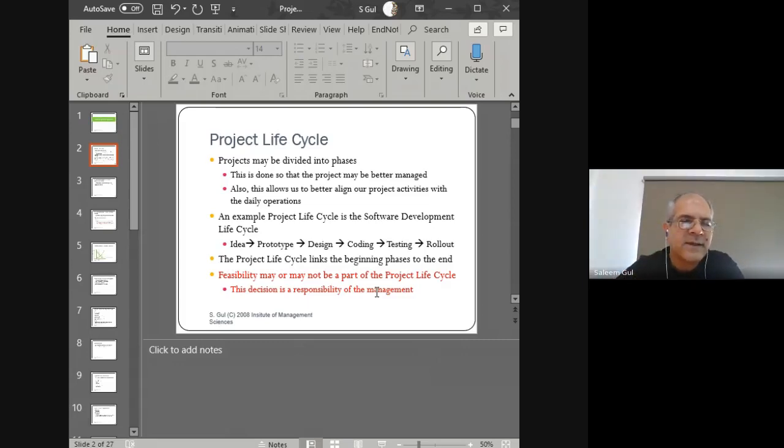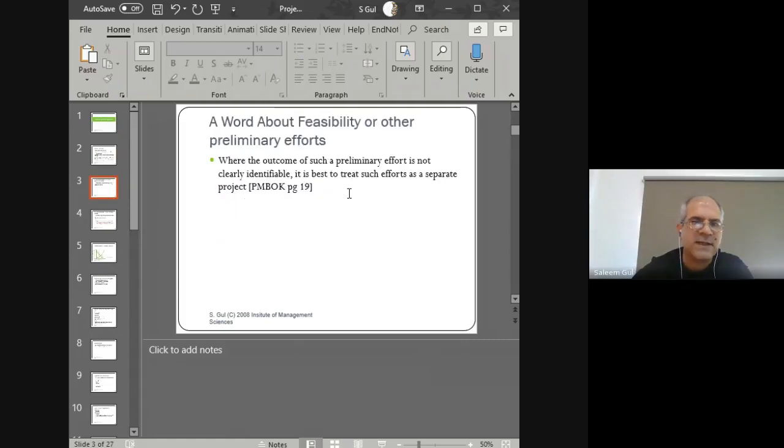So, the thought here is that the idea phase should be considered to be a completely separate set of activities, and the feasibility analysis of the project should be treated as a project in itself. And the second project then begins, the major project then begins, particularly with the prototype and the design, and from that point forward, right? So feasibility studies should be treated as separate projects, and what happens after the prototype all the way up to the rollout should be treated as a project in itself.